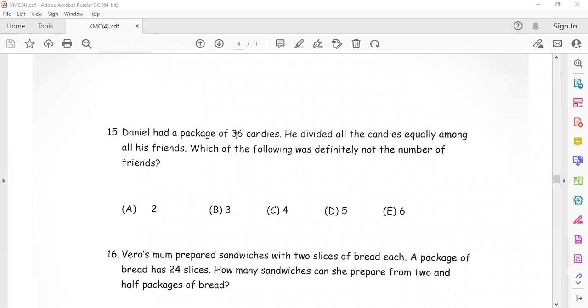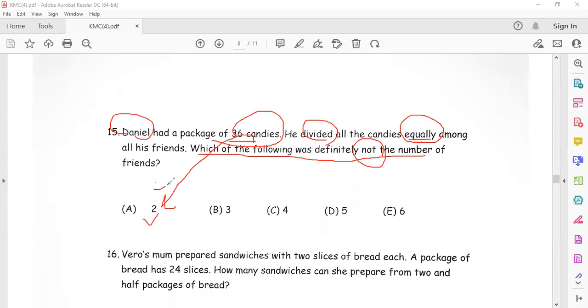Daniel had a package of 36 candies. Candies are sweets. He divided all the candies equally. So clue word, equally among all his friends. So 36 candies divided equally among all his friends. These are all your clue words. Which of the following was definitely not the number of friends?